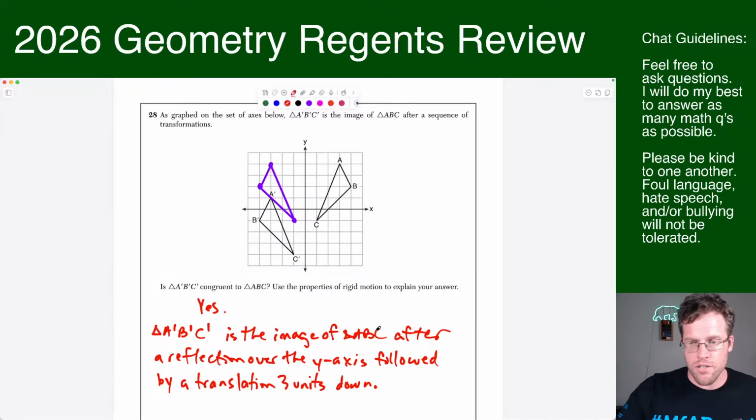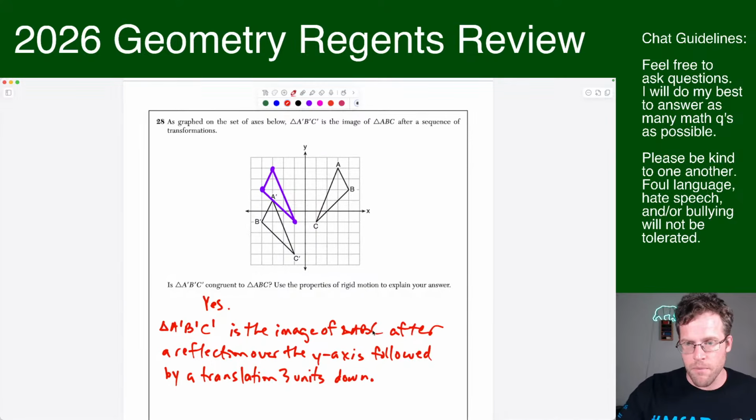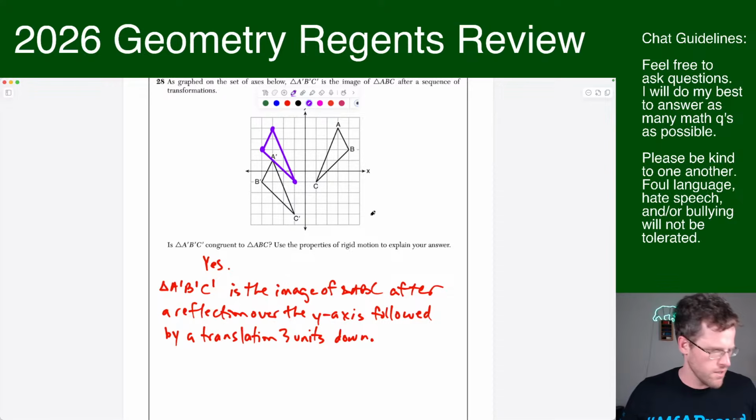And now I have to actually comment. We have to explain our answers. This is a lot for 2 points. This should have been more than 2, but whatever. I don't make the Regents.